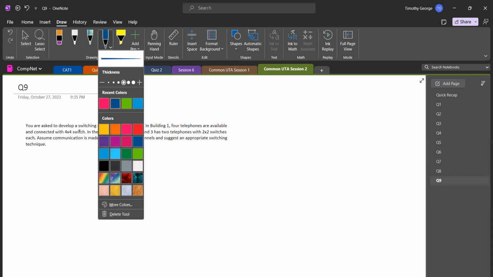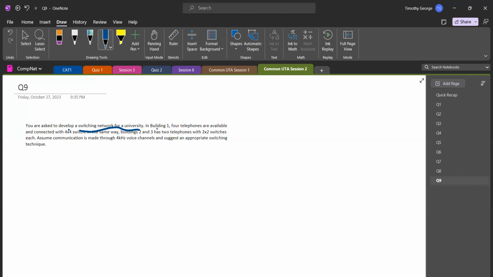You are asked to develop a switching network for a university. In building 1, 4 telephones are available and connected with a 4x4 switch. You have some more buildings, 2 and 3, which have telephones with 2x2 switches each. So you have 2 here, 2 here. 2x2 just means that you have 2 telephones and you have 2 switches. And you have 4 here.